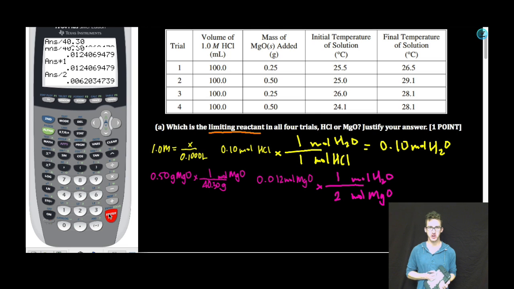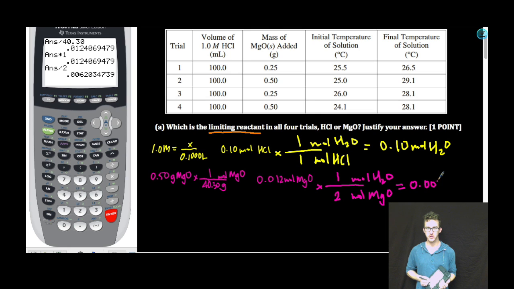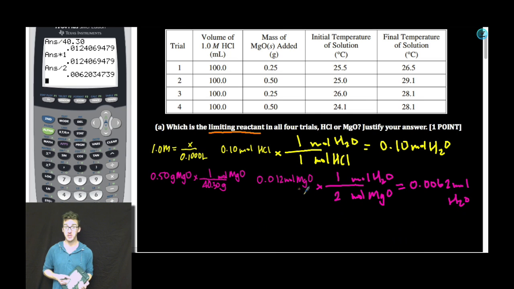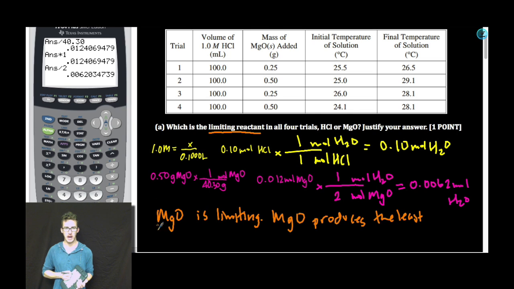I get 0.0062 moles H2O. So be sure to answer the question. MgO is limiting. MgO produces the least amount of product. Boom, 1 point.